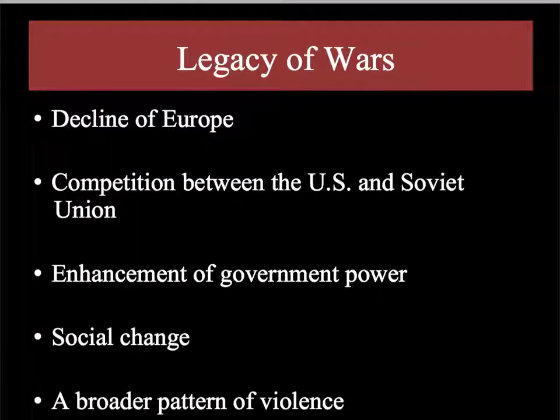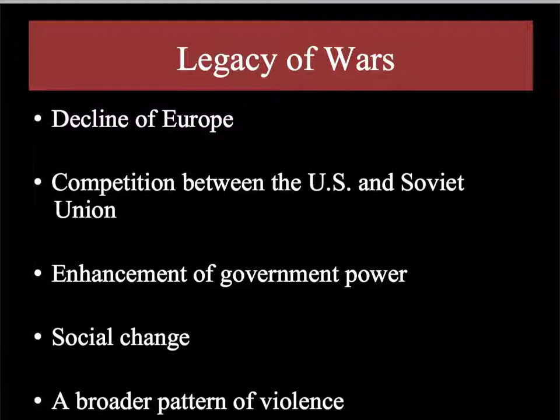What was the legacy of these wars? The wars accelerated the process of redefining Western European power. World War II signaled the reduced economic and military strength of Europe. We see the emergence of two new superpowers, the United States and the Soviet Union. Europe's power declined, and that was represented by the decolonization in Africa and Asia.